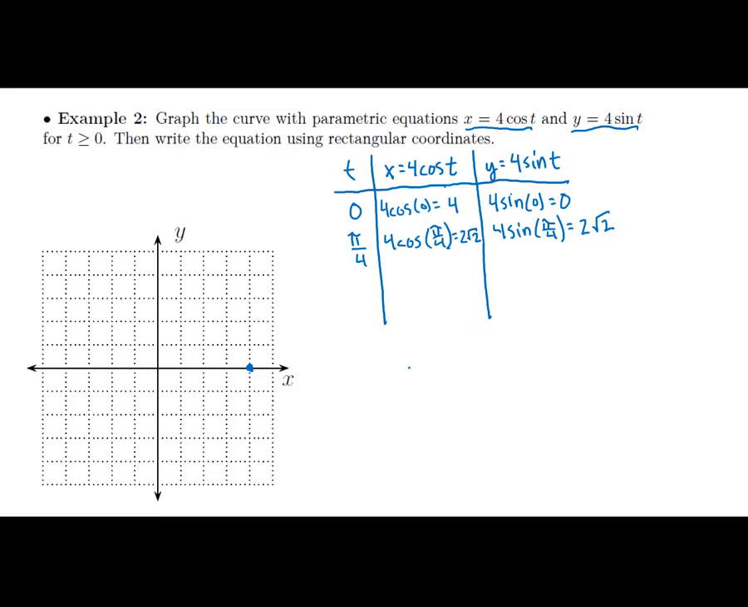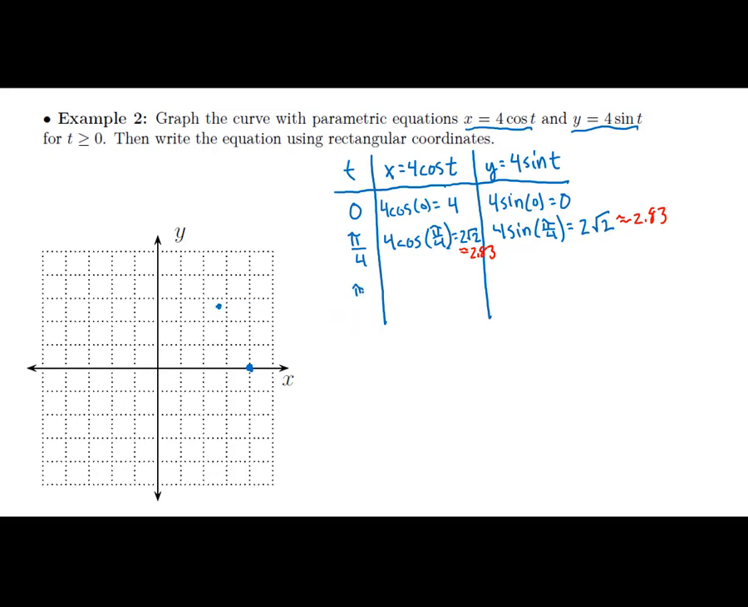And I should probably just go ahead and get an approximation here. So 2 roots of 2 is approximately, didn't leave myself quite enough room, 2.83. Approximately 2.83. Okay, so what that means is that I'll go over 2.83 and up 2.83, putting me right about there, I guess. So that's going to be a point on my curve.